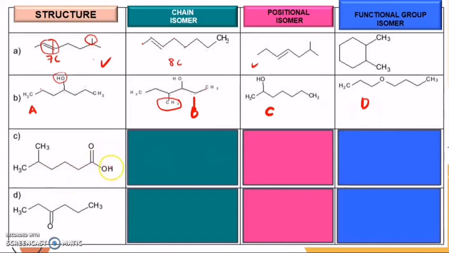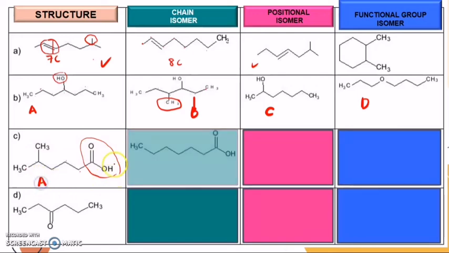Next compound, I have C=O OH as my functional group here, with 6 carbons as the longest chain with 1 side chain. So how do I write the chain isomer for this compound? I name it as A. I have made the longest chain 7 carbons, longer than A but still with the same number of carbons. So A and B are chain isomers.